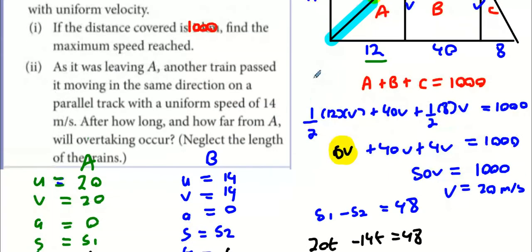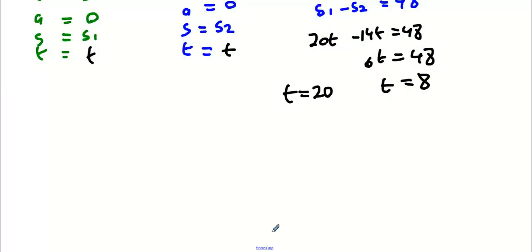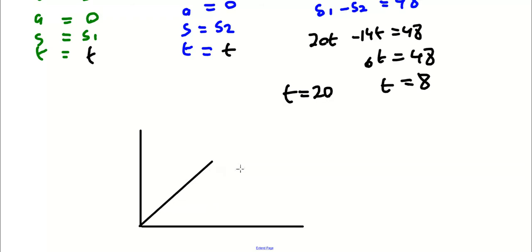We forgot to take in the 12 seconds we just ignored at the start. So after how many seconds does the overtake take place? 20. And this 20 is broken into two sections. It's broken into section one where you're accelerating. We already know the answer for it. Remember we said earlier it was 6V. And 6V is 120. And that took place in 12 seconds.